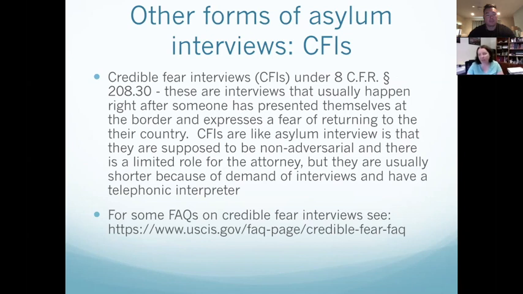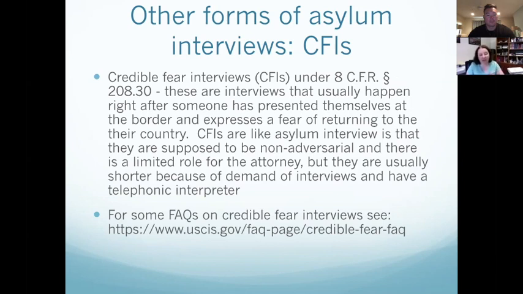If your client says, this is why I'm afraid, and tells them right up front why they're afraid of going back, then they can basically conclude their interview. But if not, then they'll just say, well, you don't have a credible fear of deportation or of returning to your country, which is why preparing people for credible fear interviews is very important.